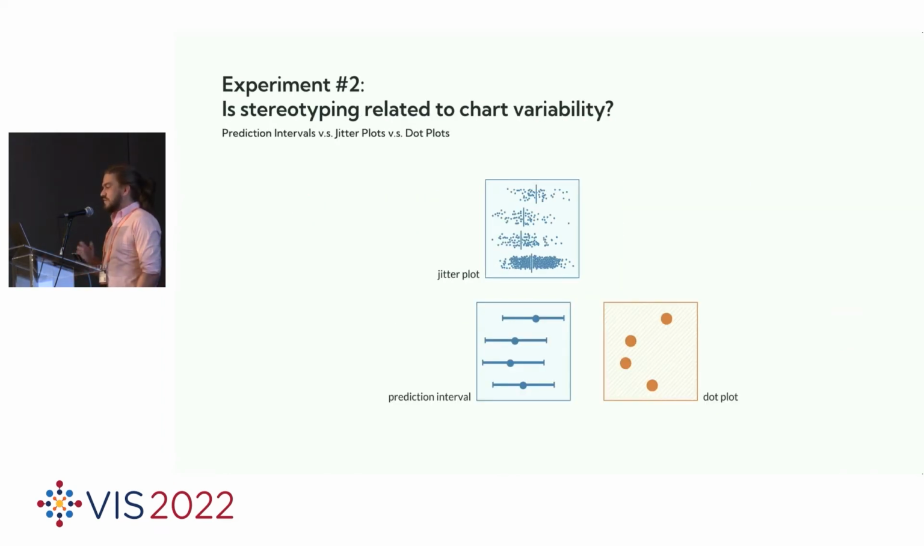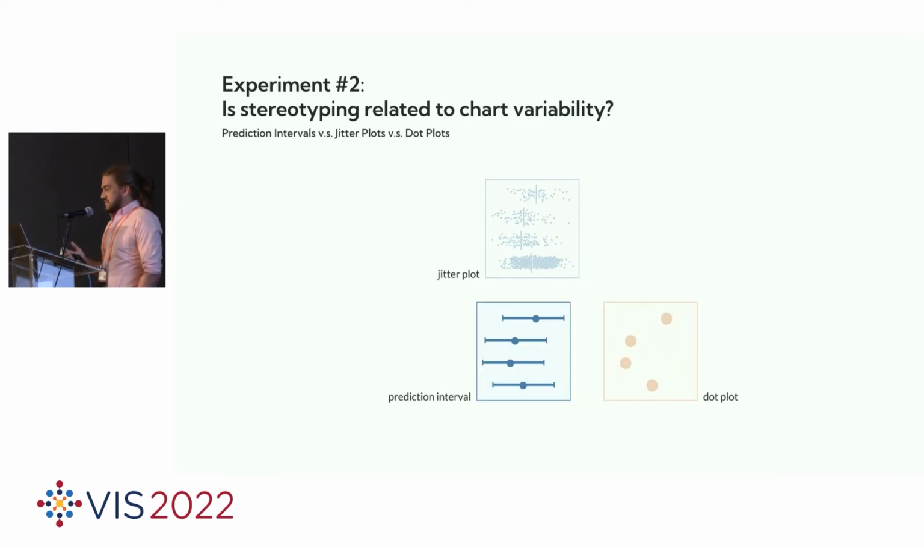In experiment 2, we compared 3 different chart types: a prediction interval, another jitter plot, and a plain dot plot. In this experiment, the dot plot replaced the bar chart from experiment 1. Like the bar chart, this dot plot had no indication of within-group variability, but unlike the bar chart, it's symmetric and uses a dot as the marker, like the rest of the charts in this experiment.